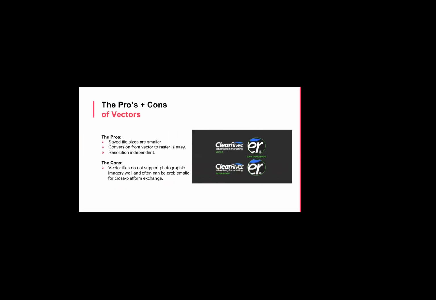The cons of a vector graphic would be that vector files do not support photographic imagery well and often can be problematic for cross-platform exchange. So if you have a photograph that you want to change, say color, tone, or whatever, it would definitely not support it. So that's why you would use a program like Illustrator to do so.